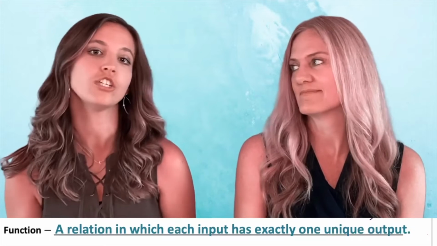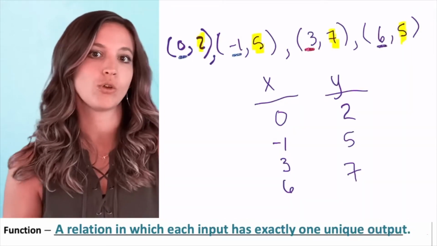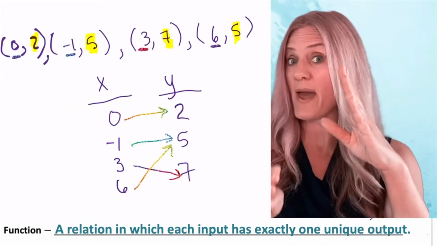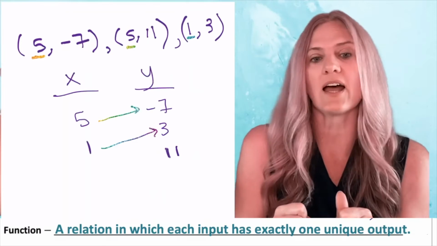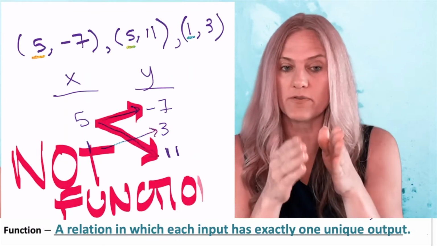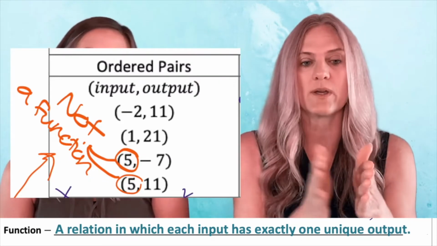This brings us to what a function is. A function is just a relation in which every input has exactly one unique output. So every x maps to exactly one y. They can all map to the same y, but you're never going to see a 5 going to a -7 and a 5 going to an 11. So if you look at that first set of ordered pairs, that's not a function because 5 is going to -7 and to 11.